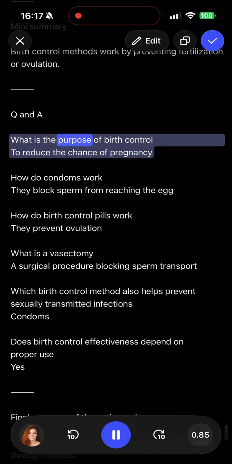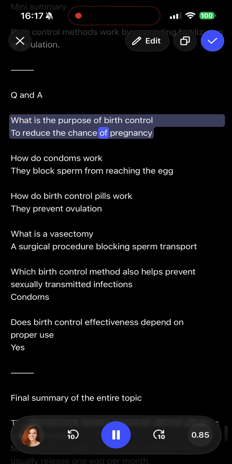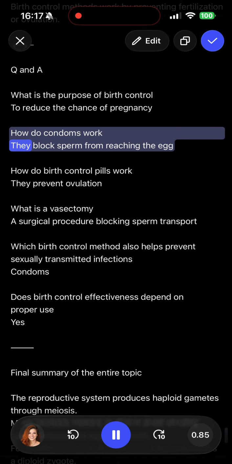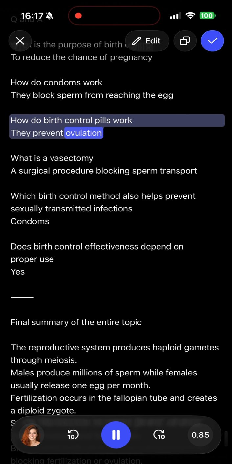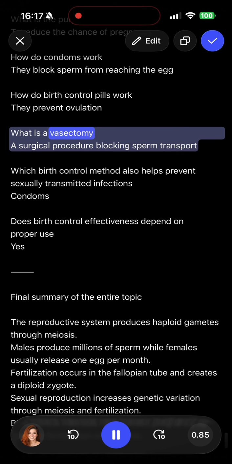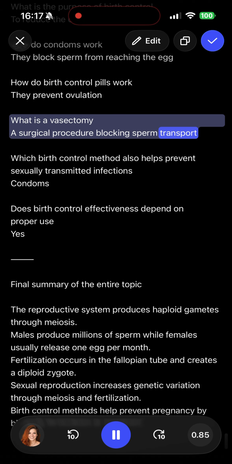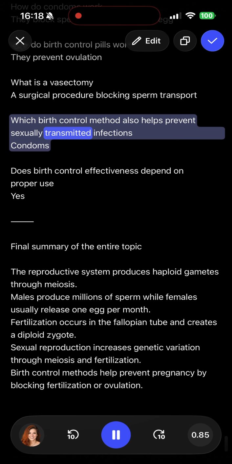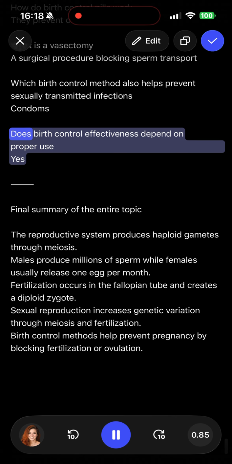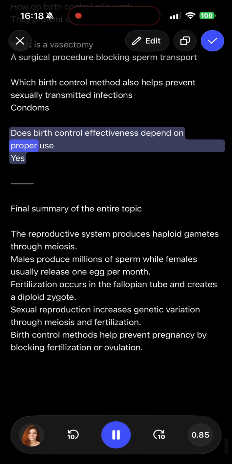Q&A. What is the purpose of birth control? To reduce the chance of pregnancy. How do condoms work? They block sperm from reaching the egg. How do birth control pills work? They prevent ovulation. What is a vasectomy? A surgical procedure blocking sperm transport. Which birth control method also helps prevent sexually transmitted infections? Condoms. Does birth control effectiveness depend on proper use? Yes.